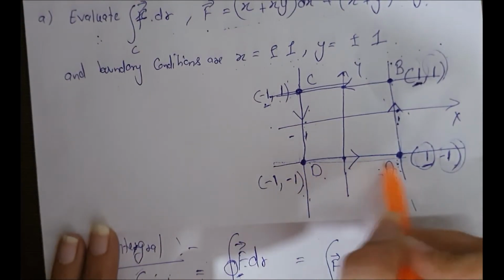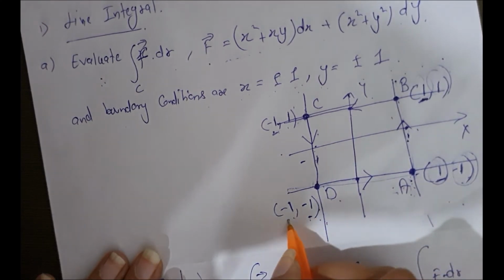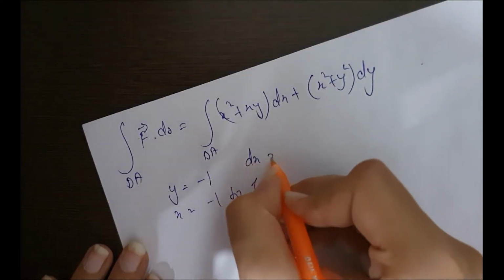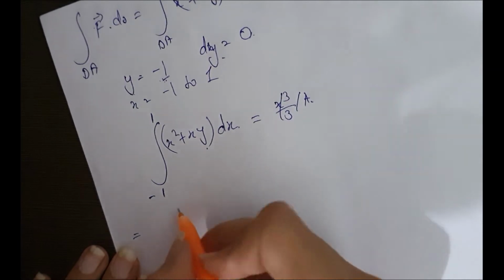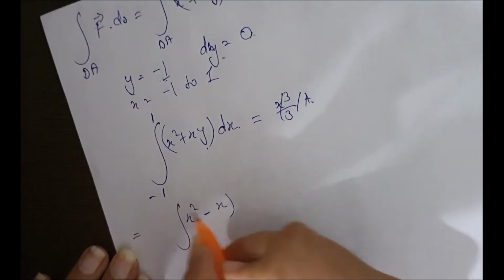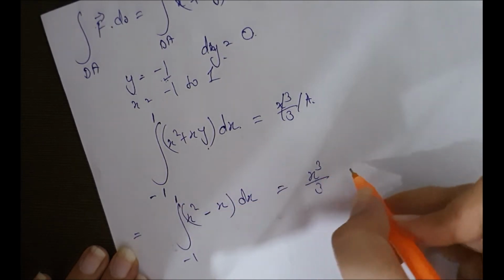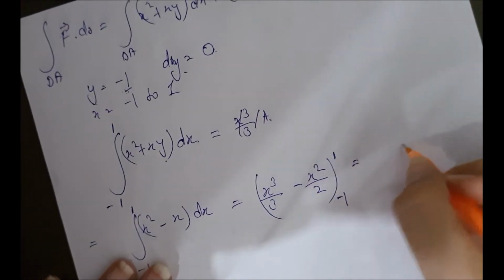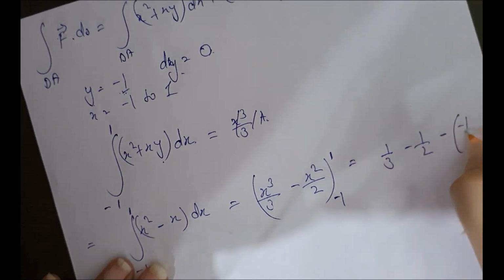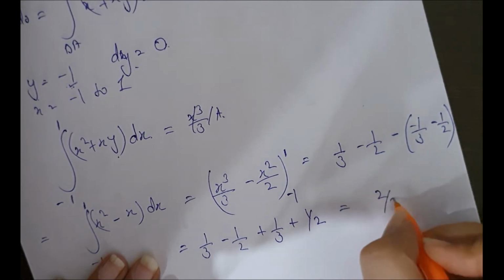Now the last step, along DA, y is minus 1 and x is varying from minus 1 to 1, and dy is 0. Now put minus 1 in place of y. This will come out to be 2 by 3.